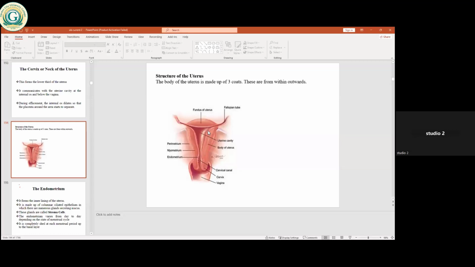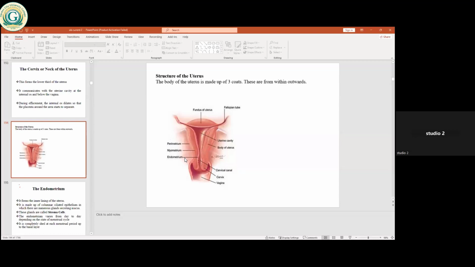We call it endometrium. And where I've moved my arrow now is myometrium. And where my arrow has come is perimetrium. Please take note, that is the myo, the muscular layer of the uterus. Then you have the endometrium, where the baby gets attached. So this is the perimetrium, this is myometrium, and this is endometrium.